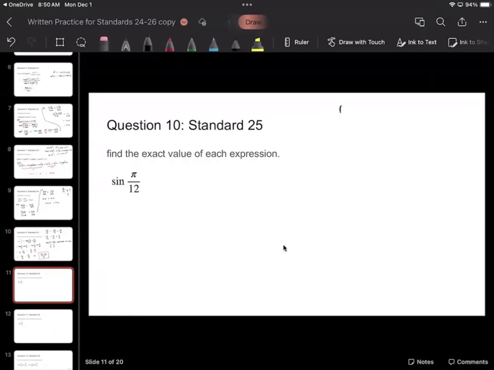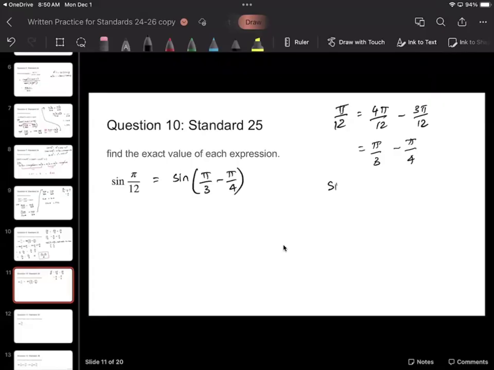Okay, again, pi over 12. Now, 1 over 12, right? So 1 is nothing but, you can think of it as 4 minus 3 is 1, right? And what is 4 over 12? It's pi over 3 minus pi over 4. So this can be rewritten as sine of pi over 3 minus pi over 4. The formula for the difference of angles for sine is sine A cosine B minus cosine A sine B.